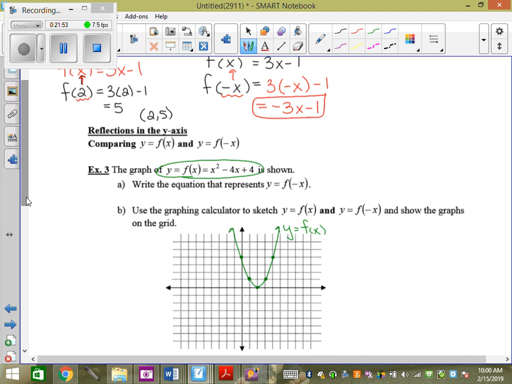So they want us to write the equation for f of negative x. So we go to f of x, and we replace every single one of these x's with negative x. So we're going to get f of negative x equals negative x squared minus 4 times negative x plus 4. So basically every x gets put in brackets and replaced with negative x.